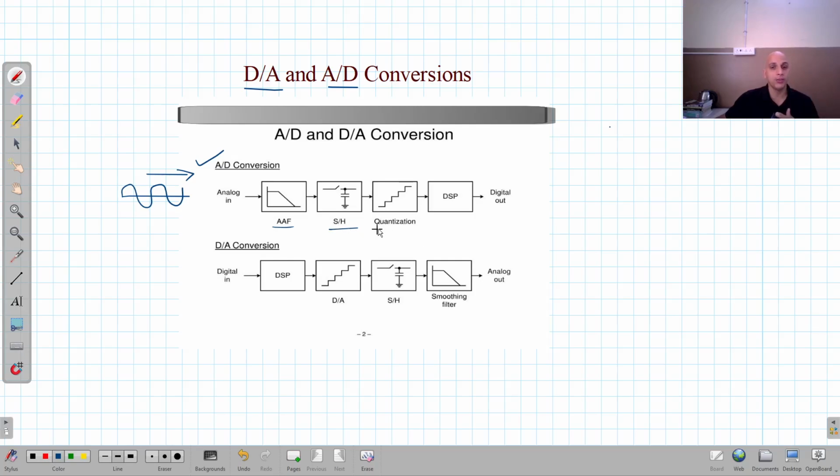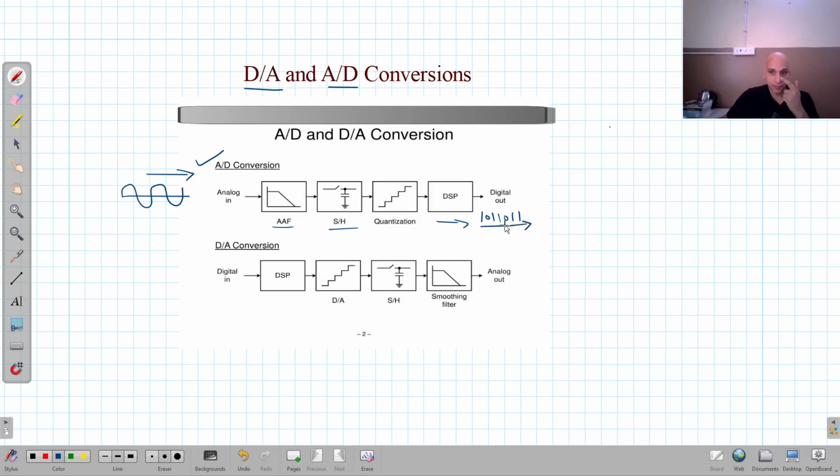Then after it is passed through the quantizer for quantization. Quantization means we are now assigning different discrete voltage levels to the analog information, right? And then finally it is passed to the digital signal processor, and then finally we get a digital output that is in the form of 1 0 1 1 0 1, like that.